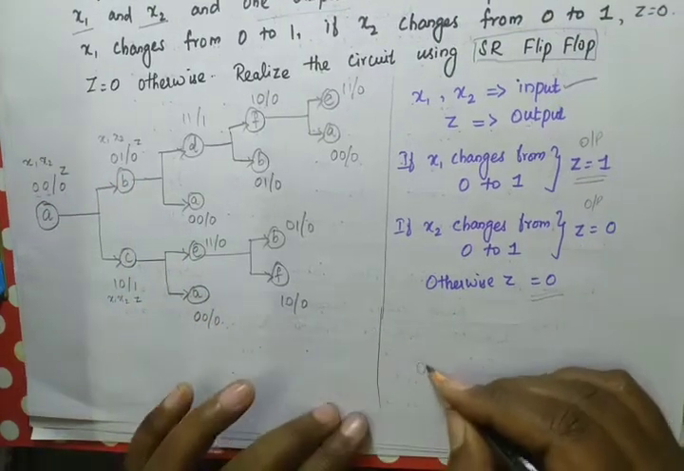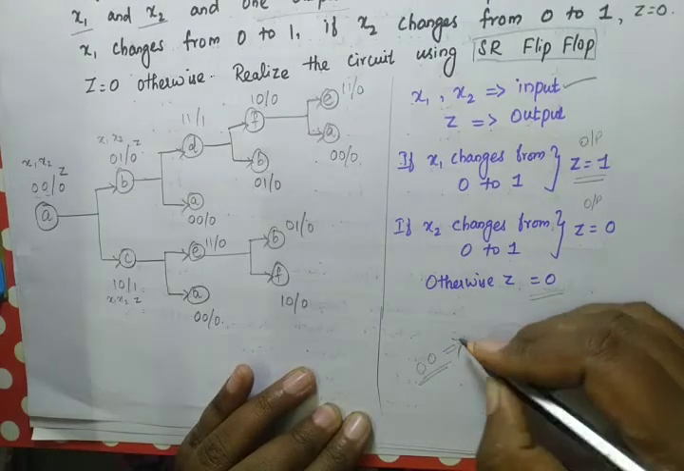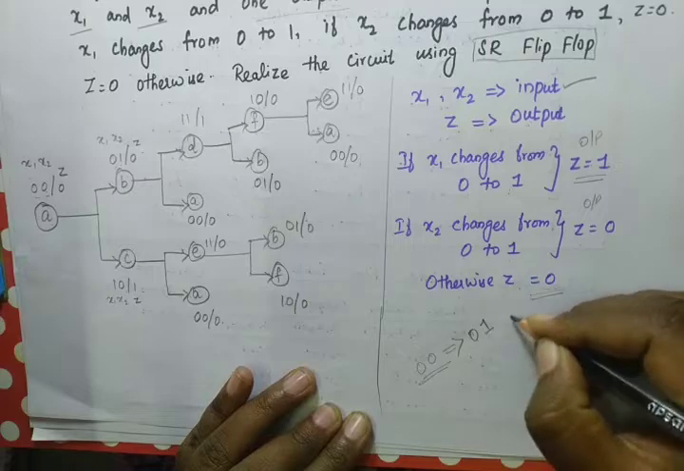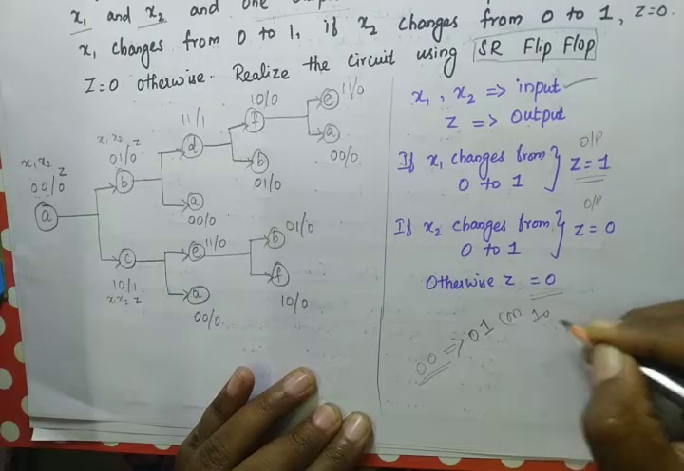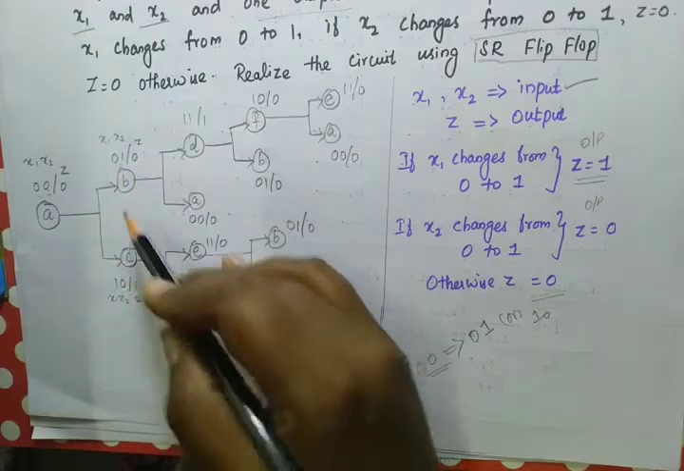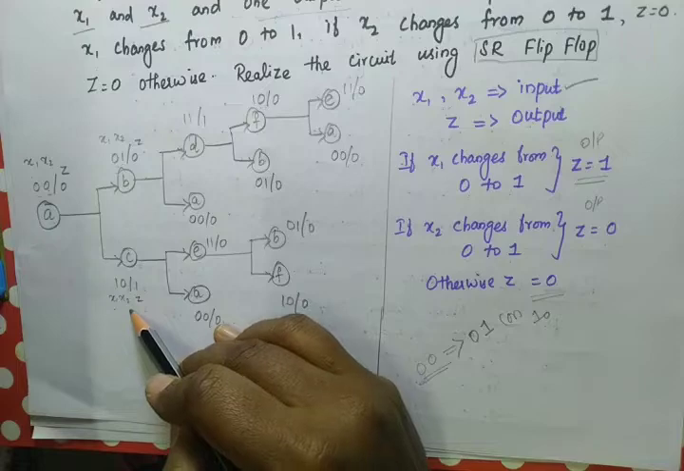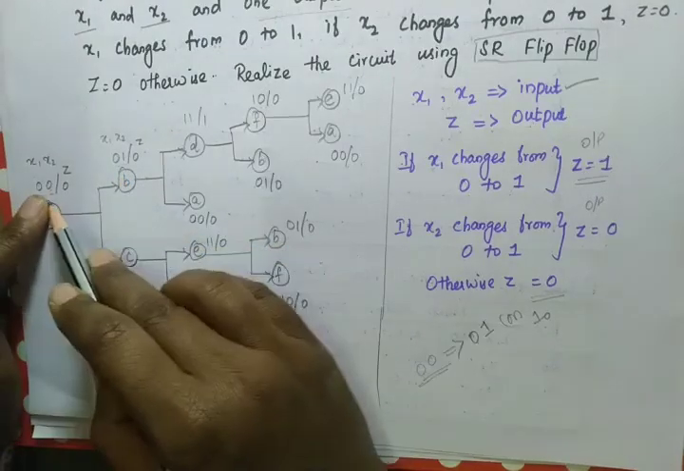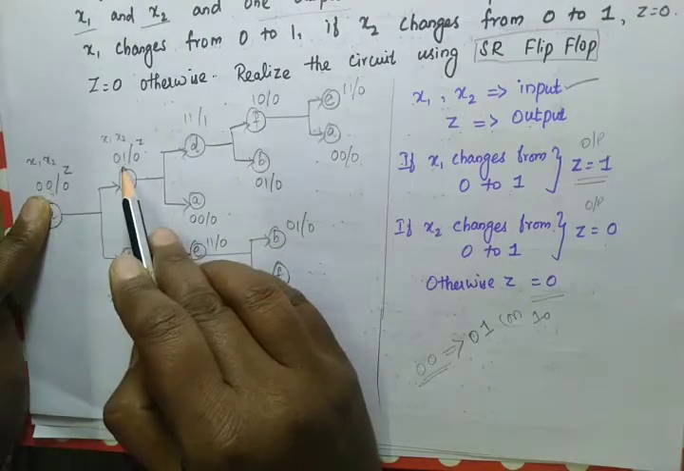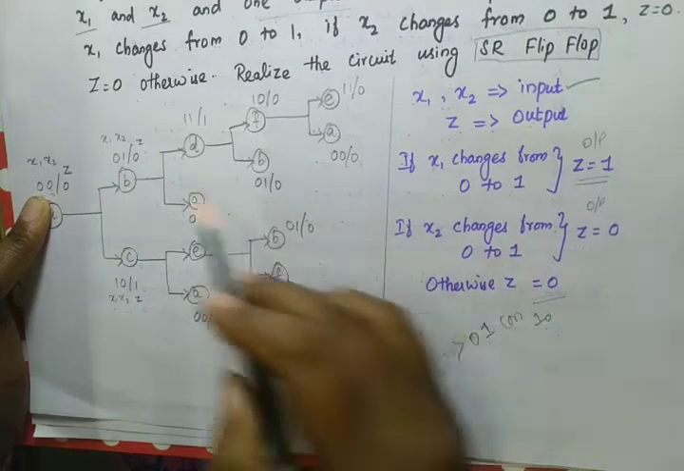Here we have 0, 0. If we have single bit change in the 0, 0, we will get either 0, 1 or 1, 0. So that is what we have written here, 0, 1 or 1, 0. Here it is x1, x2. Now here x2 changed from 0 to 1. So if x2 changes from 0 to 1, output will be 0.